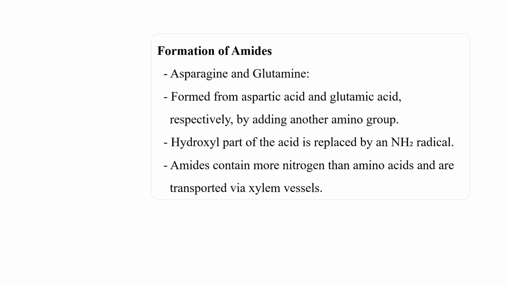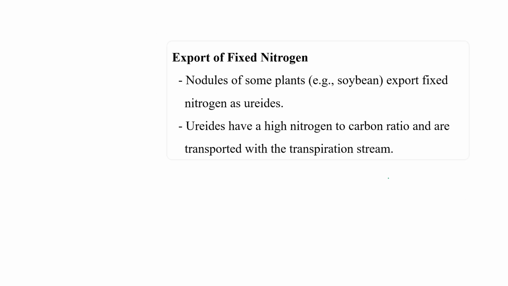Now, formation of amides: asparagine and glutamine. Asparagine forms from aspartic acid and glutamine from glutamic acid by adding an amino group. The hydroxyl part of the acid is replaced by an NH2 radical, and these amides contain more nitrogen than amino acids and are transported by xylem vessels.